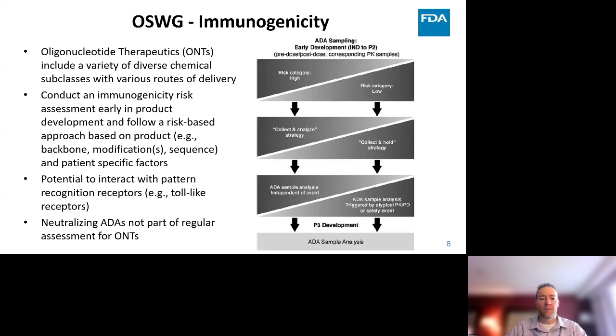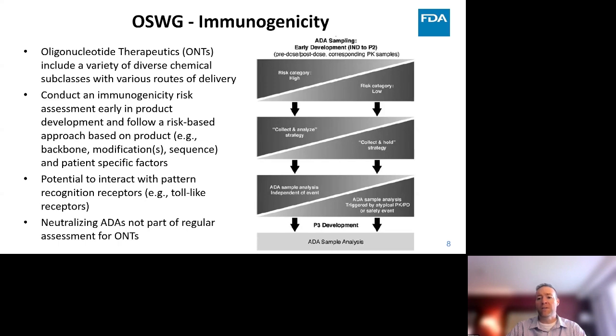A very important recommendation from this white paper is that sponsors conduct an immunogenicity risk assessment early in product development and then follow a risk-based approach based on the product's specific features, for instance, backbone modification, and patient-specific factors of the population that you're looking at. It's very important to evaluate the potential to interact with these pattern recognition receptors that I was just mentioning, things like toll-like receptors. And currently, neutralizing anti-drug antibody assays are not part of regular assessment for oligonucleotide therapeutics.